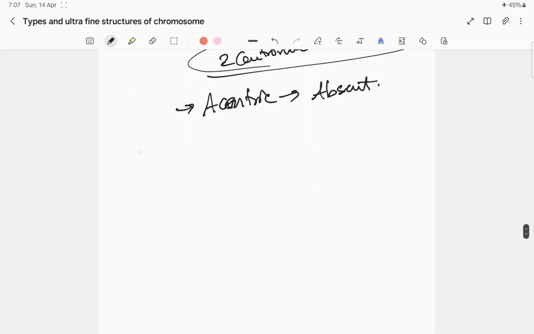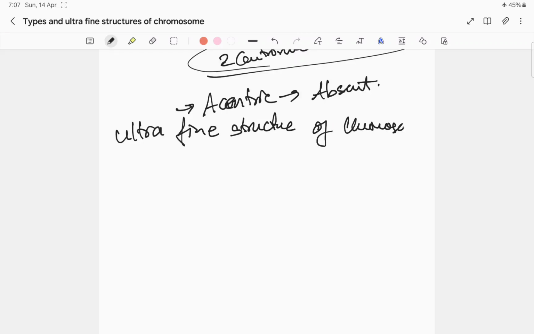Now let's come to the topic: ultrafine structure of chromosome. For the structure of chromosome, there are so many models, like the multi-stranded model, folded fiber model, nucleosome model, and so on. Today we are going to discuss the nucleosome model, which is the widely accepted model.